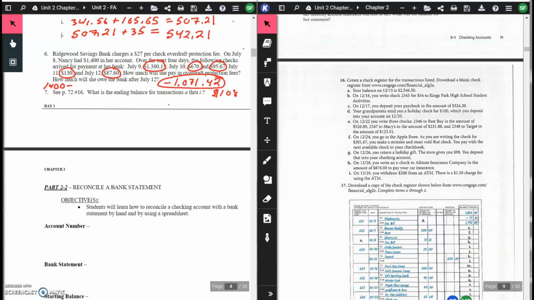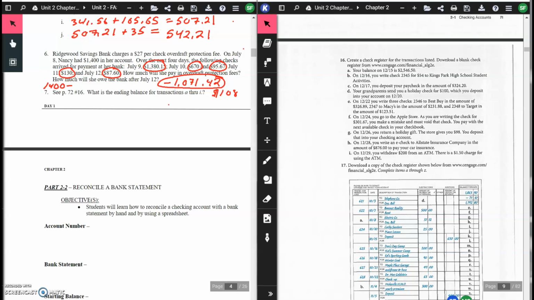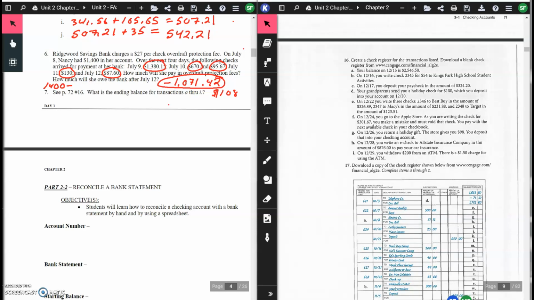Okay, and the last one is number 7, which refers to number 16 off to the side here. We're going to start with a check register. So your starting balance is $25.46. Okay. For Part B, okay, you write a check. So we know that this is going to be a subtraction. So I'm just going to write what you do off to the side. You're going to subtract there. On 12/17, you deposit. So that's going to be a plus. Part D, your grandparents send you a holiday check for $100 and you deposit. That's going to be a plus. On 12/22, you write a check to Best Buy in the amount of $326.89, to Macy's for $231, and to Target for $123.